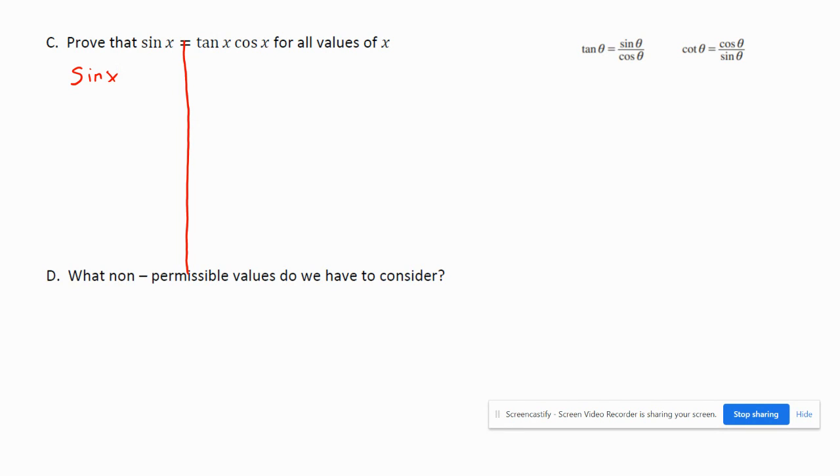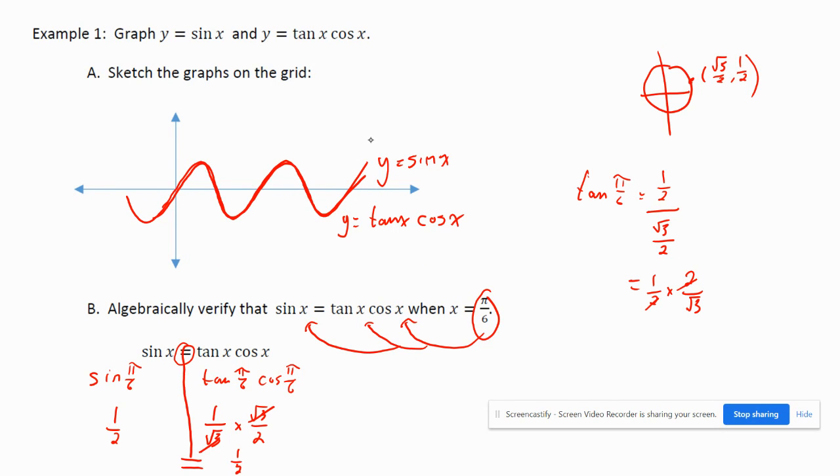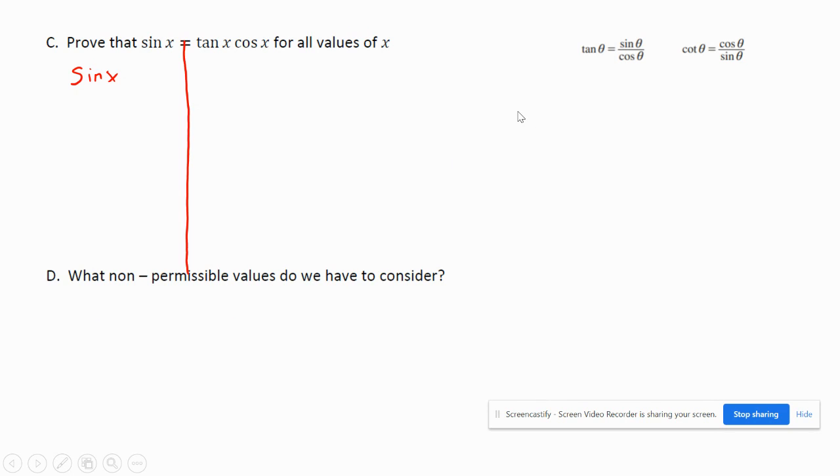Now, what can we do on the right-hand side? Well, here for tan x, we have an identity. We have spoken about this before, but we know that tan is equal to y over x, which is the same thing as sine over cos. Right? So sine over cos, we're going to make this substitution here.